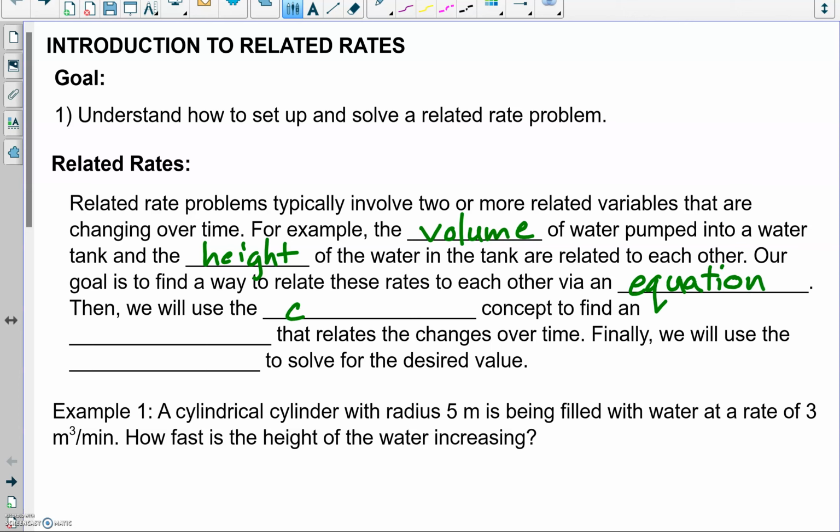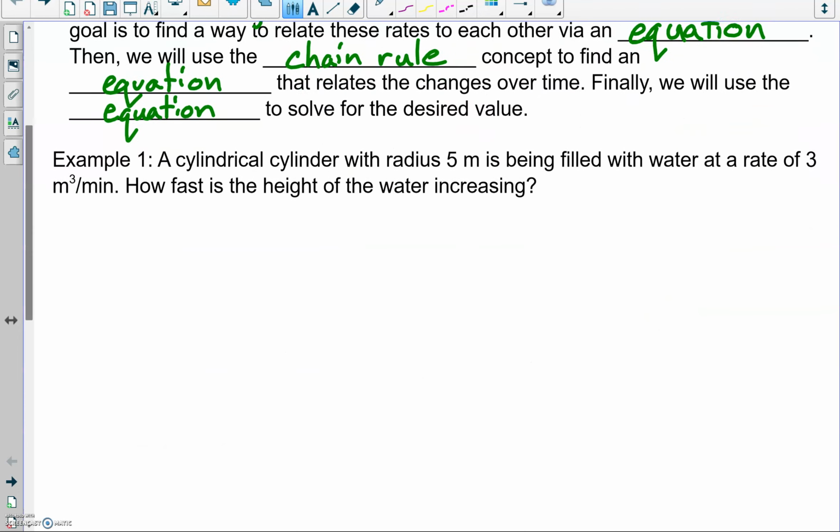Then we're going to use the chain rule concept to find an equation that relates the changes over time. So we're actually going to differentiate the whole equation with respect to time. The chain rule is going to come in, and in a roundabout way, that implicit differentiation idea. And finally, we will use the equation that we got with that derivation to solve for the desired value. So let's take a look at an example.